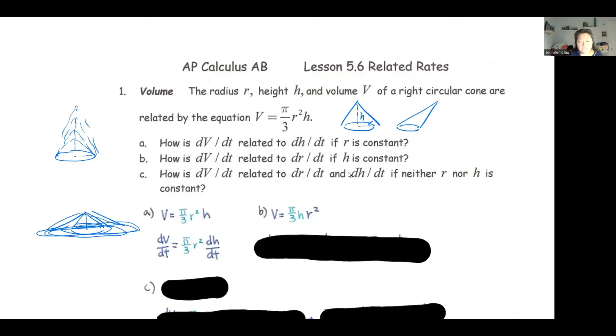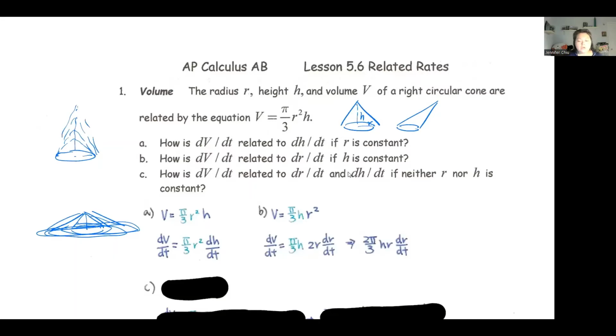The left side is dV over dt. Pi over 3 h is my coefficient. Don't forget to take r squared like a normal variable, so it's 2r, but then the radius is changing with respect to time, so 2r dr/dt. In my next line, I did clean up a bit.